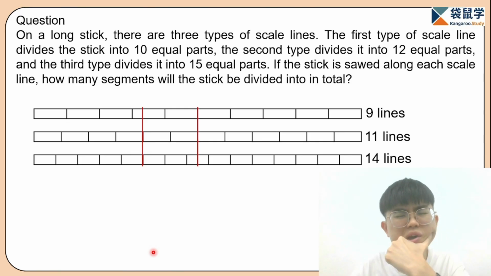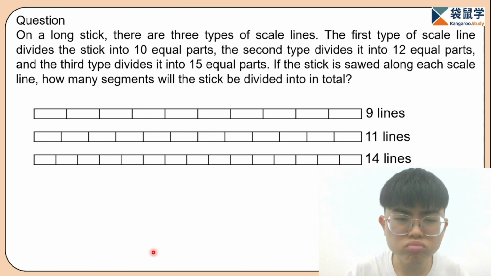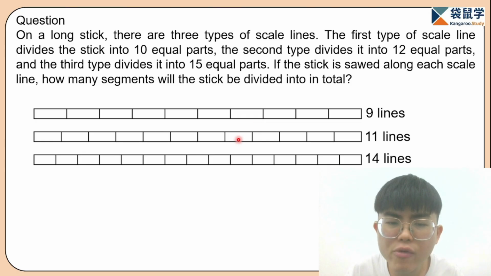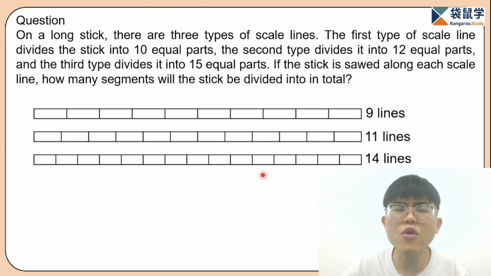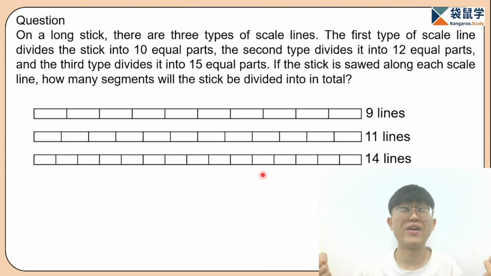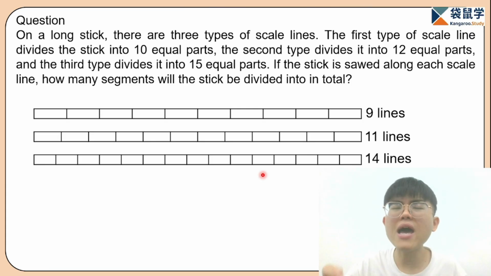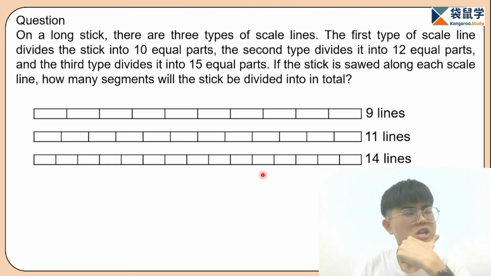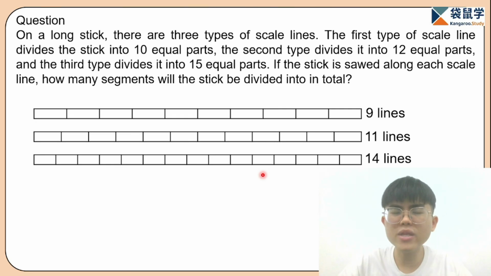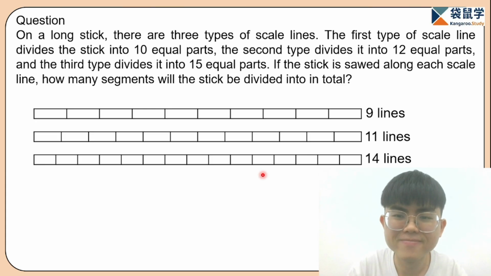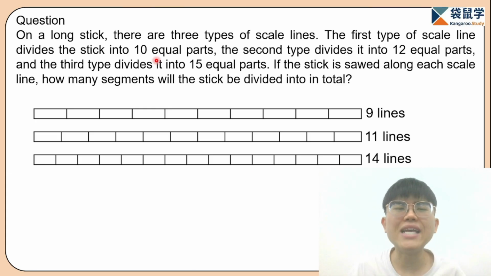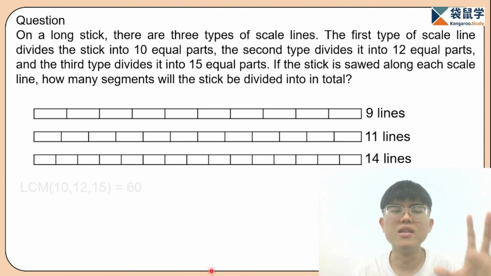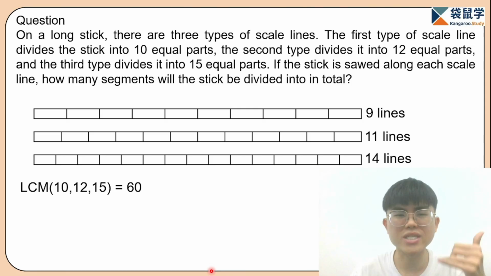Okay, everyone. Now in this question, how do we find out which parts overlap? We don't even know the length of all of these equal parts. If it is difficult for us to find the overlap, why don't we try to give this long stick a specific length? What will be the requirement for the length? Because we need to divide it into 10 equal parts, 12 equal parts, and 15 equal parts, what we need to find is the least common multiple of these 3 numbers, which is 60.